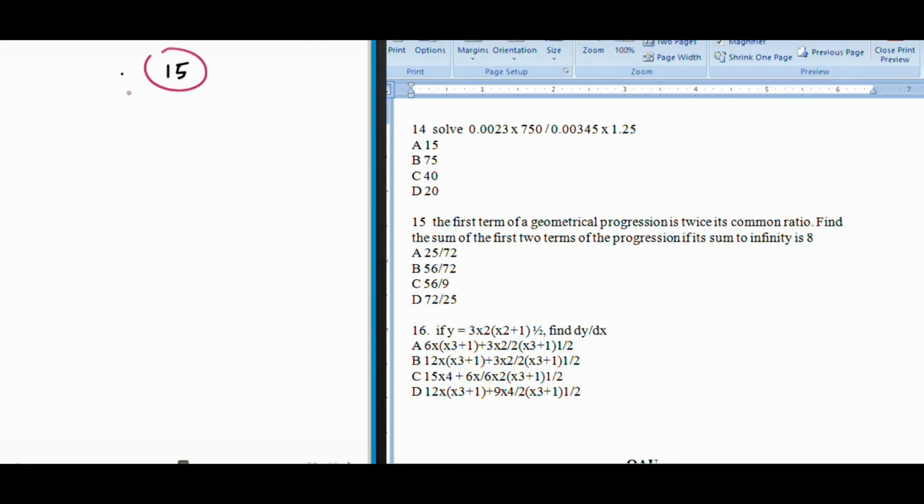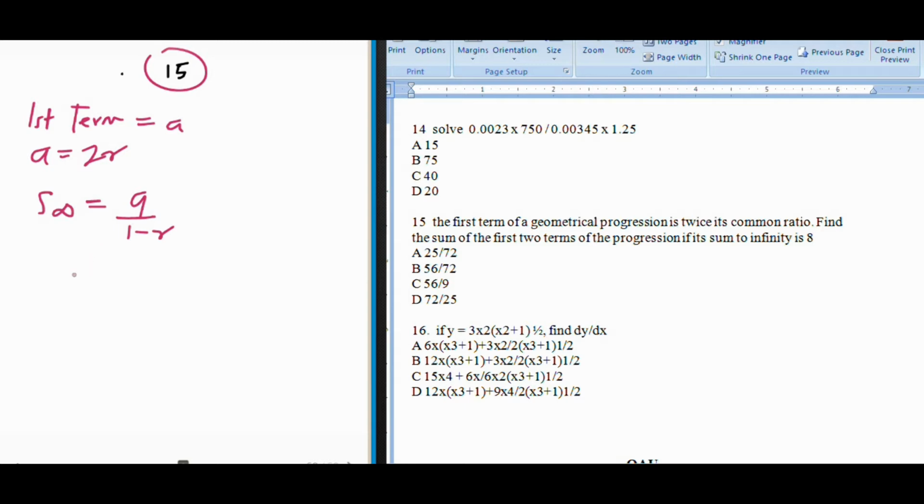Now, our first term of a GP is equal to what? It is equal to A. That is the notation. But don't forget, we're told that this first term is twice the common ratio, which means our A is equal to 2R. Now again, we're given the sum to infinity. The sum to infinity of a GP is given as A all over 1 minus R.